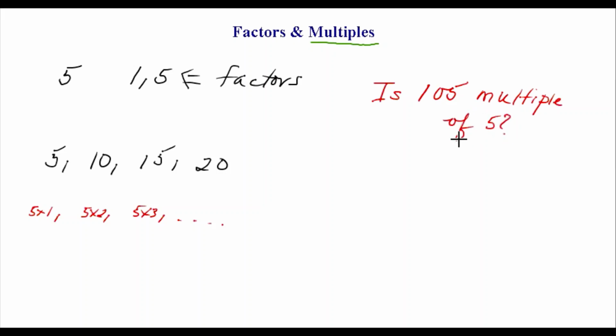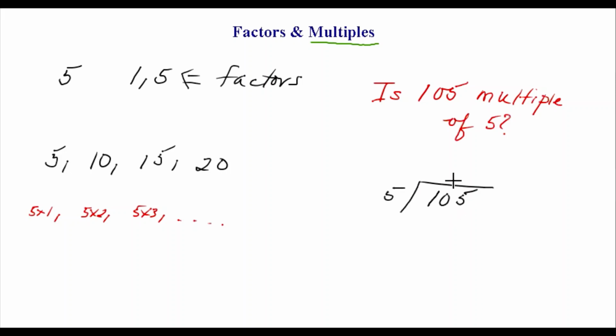How do we do that? Well, all we have to do is divide. If we take this 105 and divide it by 5 and get no remainder, if we get a remainder of 0, then this 105 is a multiple. Okay? It also then means that 5 is a factor of 105.